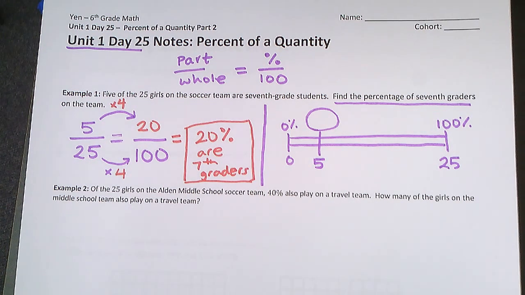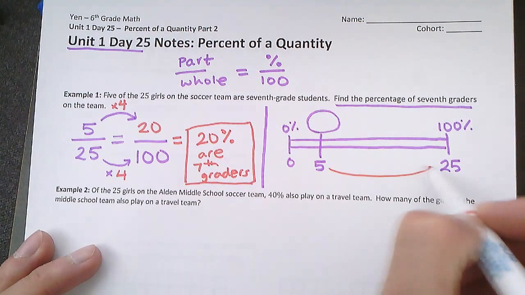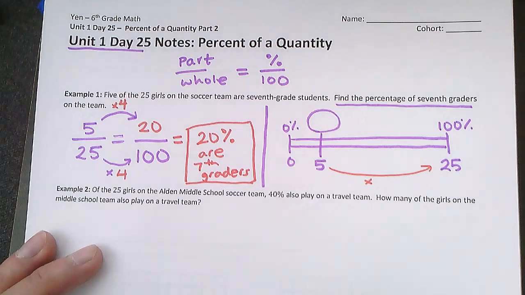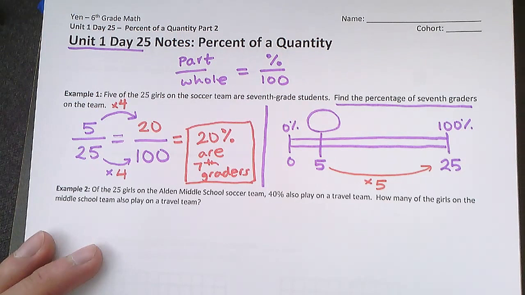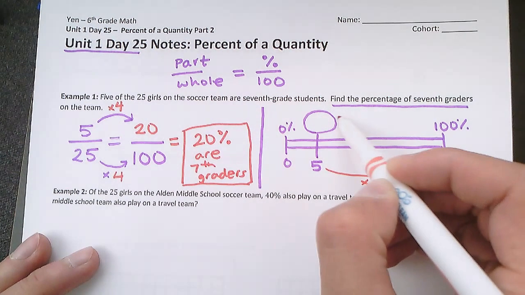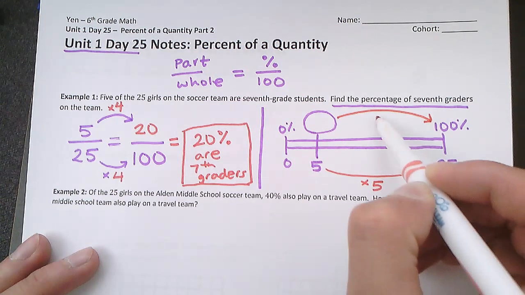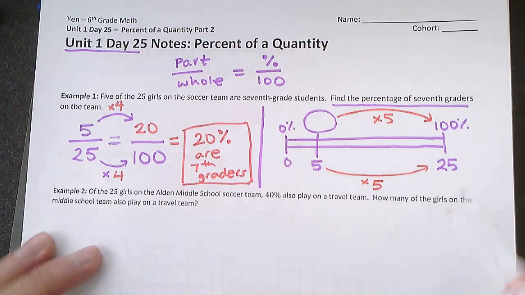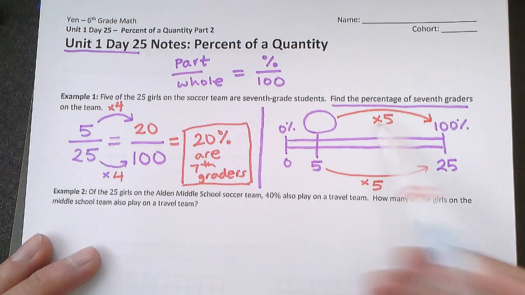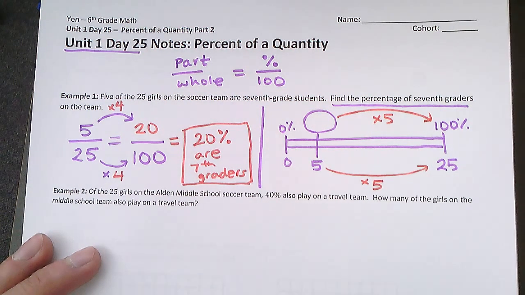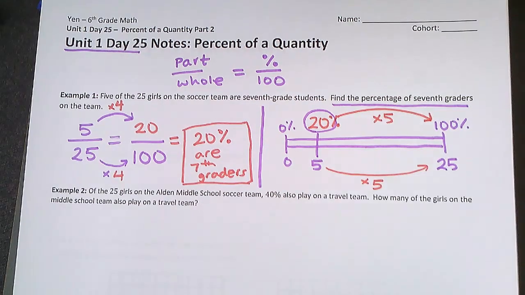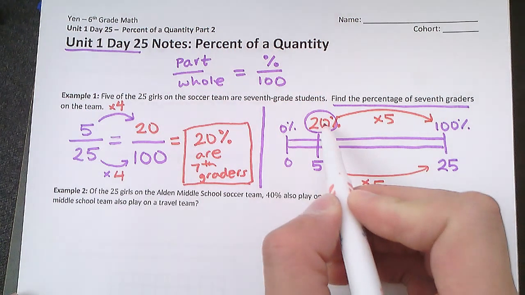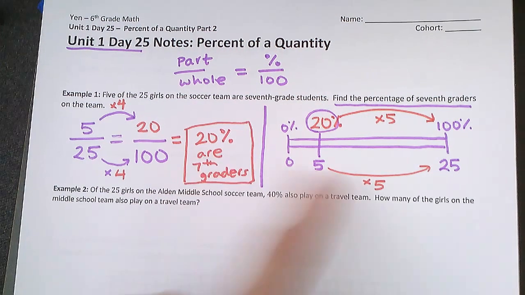And then I check 5 times what number is going to get me to 25. 5 times 5 gets me to 25. And if I'm multiplying this number times 5, then whatever the percent would be, I also multiply times 5. And so I think to myself, what number times 5 gets me to 100? 20. So it's 20%. So I know that 20% are 7th graders. I get the same answer that I did right here, and this is just another way of doing it.